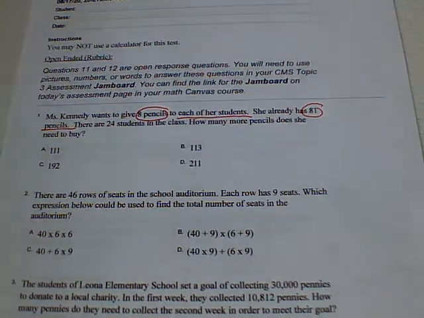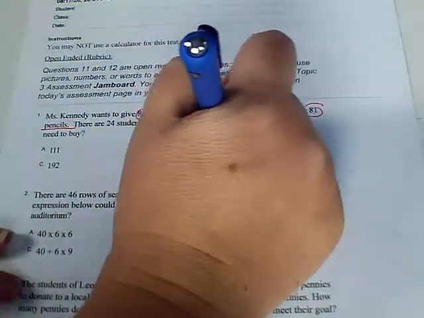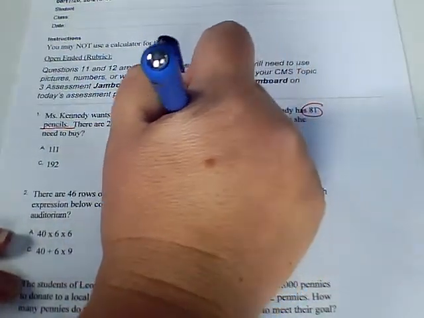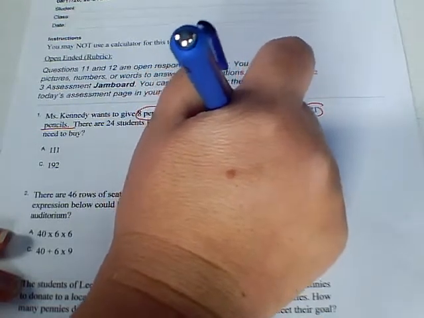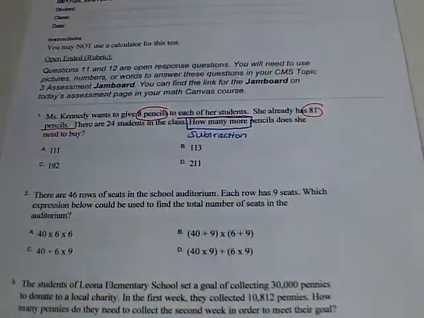How many more? Remember what I said. How many more always means subtraction. How many more? How much further? How much longer? Any of that is always subtraction. Except this is a 2-step problem.